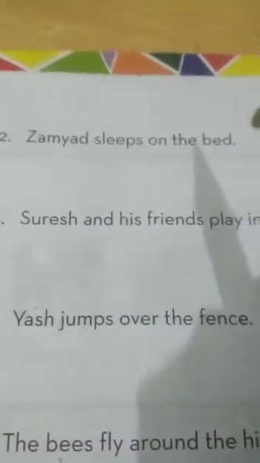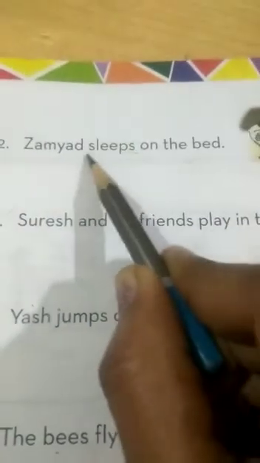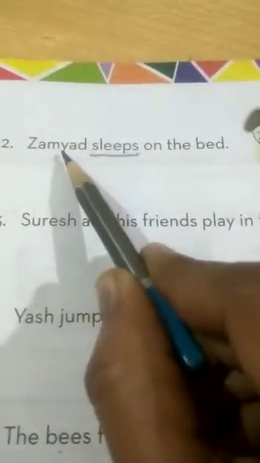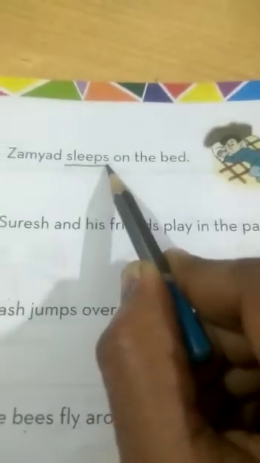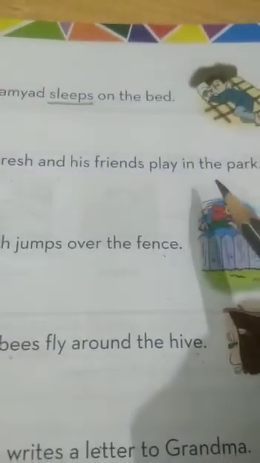The second one, Zahmad sleeps on the bed. So which is the action word here? Sleeps. Here Zahmad is a singular person, only one boy. So we add s to the verb. The third example, Suresh and his friends play in the park. Which is the action word here? Play. Now Suresh and his friends, so this is plural. Suresh plus his friends. It is plural, so we do not add s to the verb.